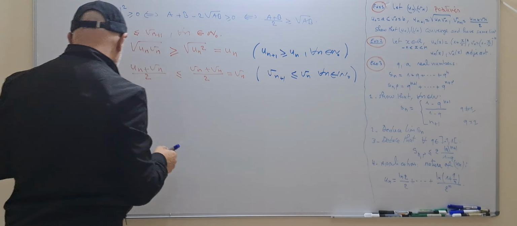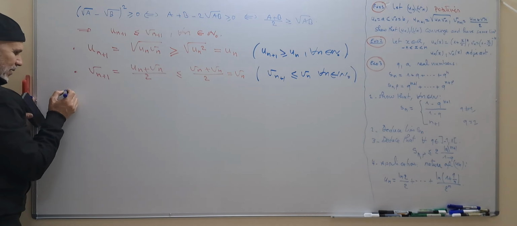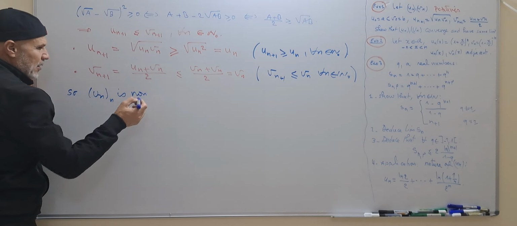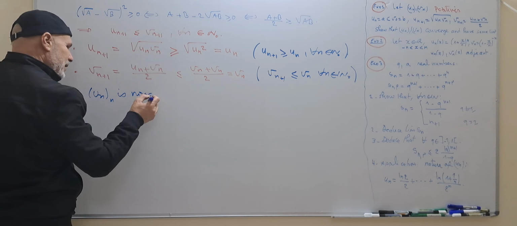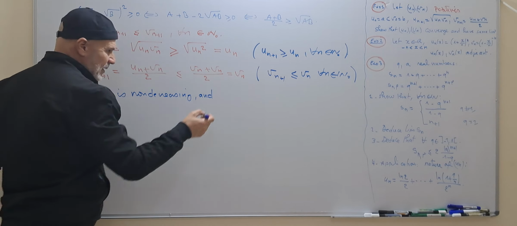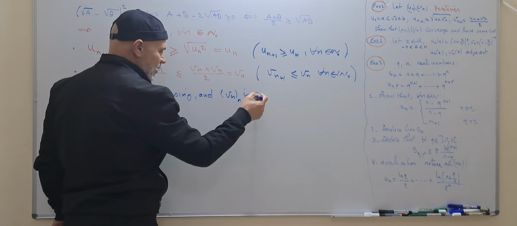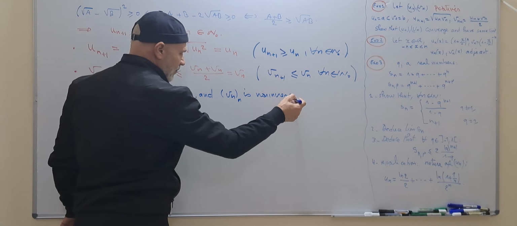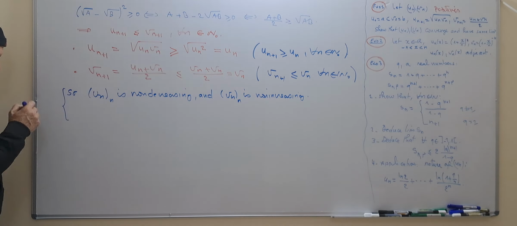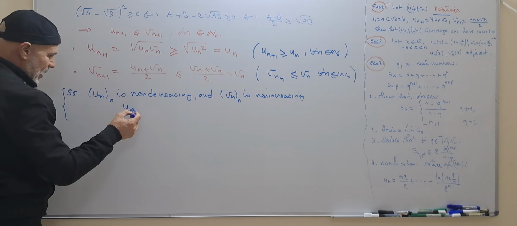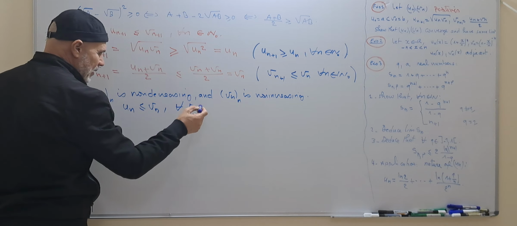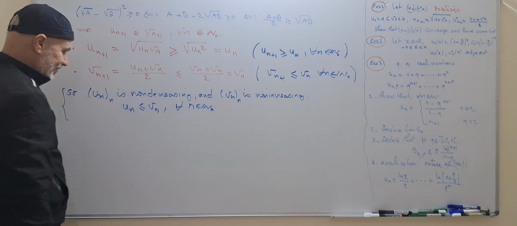In summary, un is non-decreasing and vn is non-increasing, with the remark that un is less than or equal to vn for all n in N.